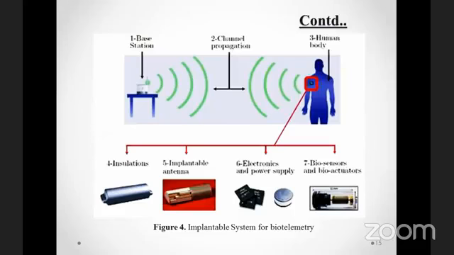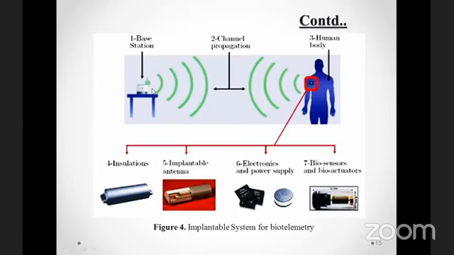For biotelemetry, this model of an implantable system can be shown by one model. There are numerous models, but this is the simplest one. There is a base station, which is directly connected to the human body. An RF system is placed within the body, for example, a pacemaker, and it is directly connected to a certain base station.